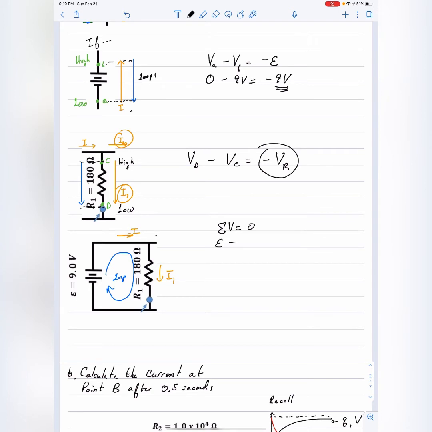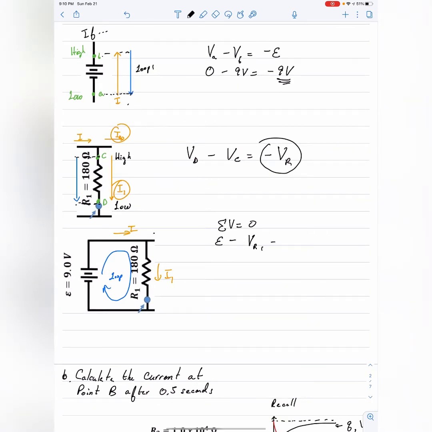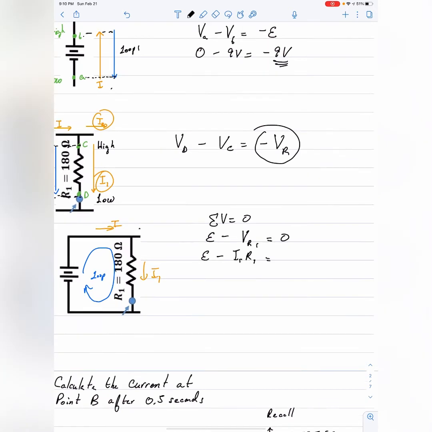EMF, we're counting that, minus the change in electric potential of the resistor. Remember, it's going from high to low, so I'm putting a negative here, equals 0. And then I am solving for I1. EMF minus I1 times resistor 1 equals 0. And finally, I1 equals the EMF over R1. And if you get 0.05 amps, you are good to go.